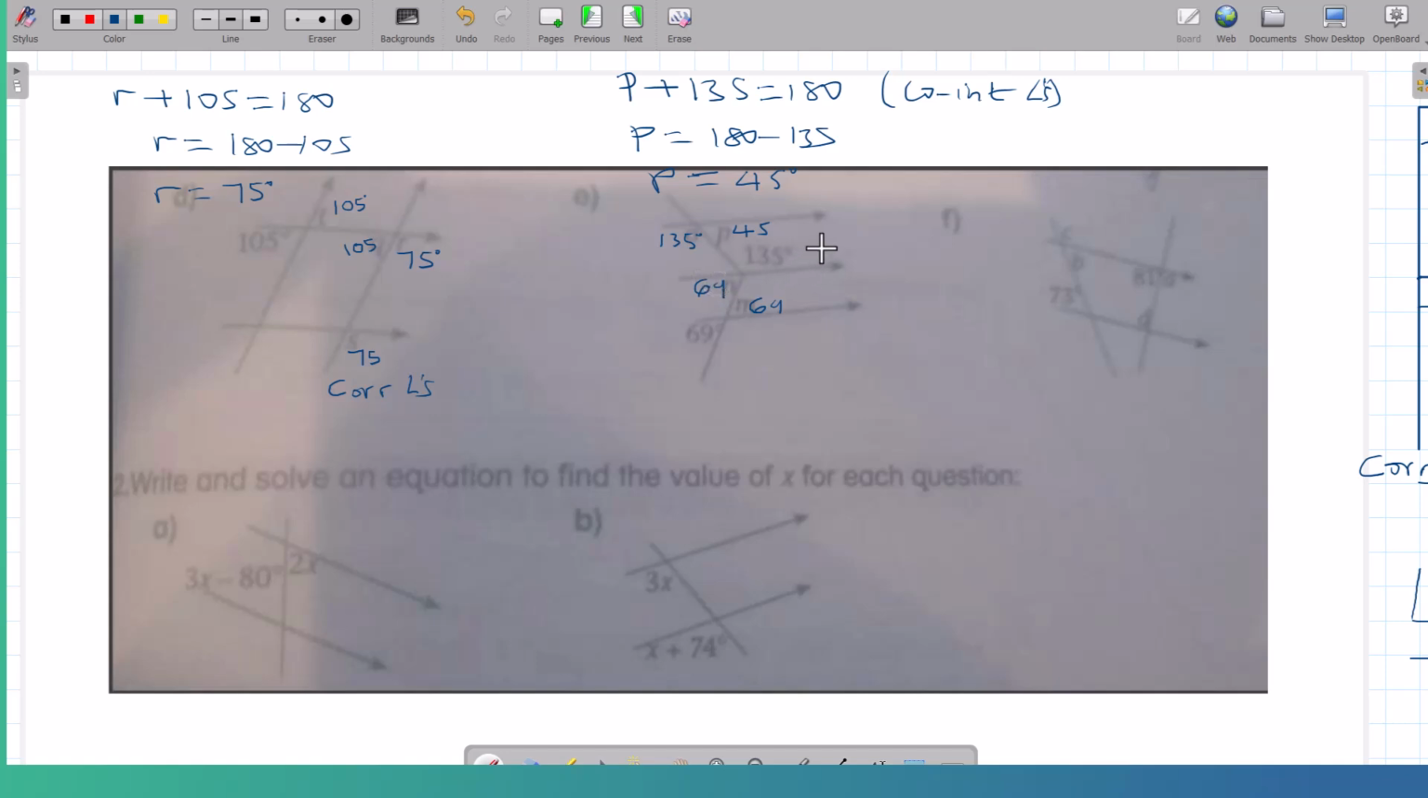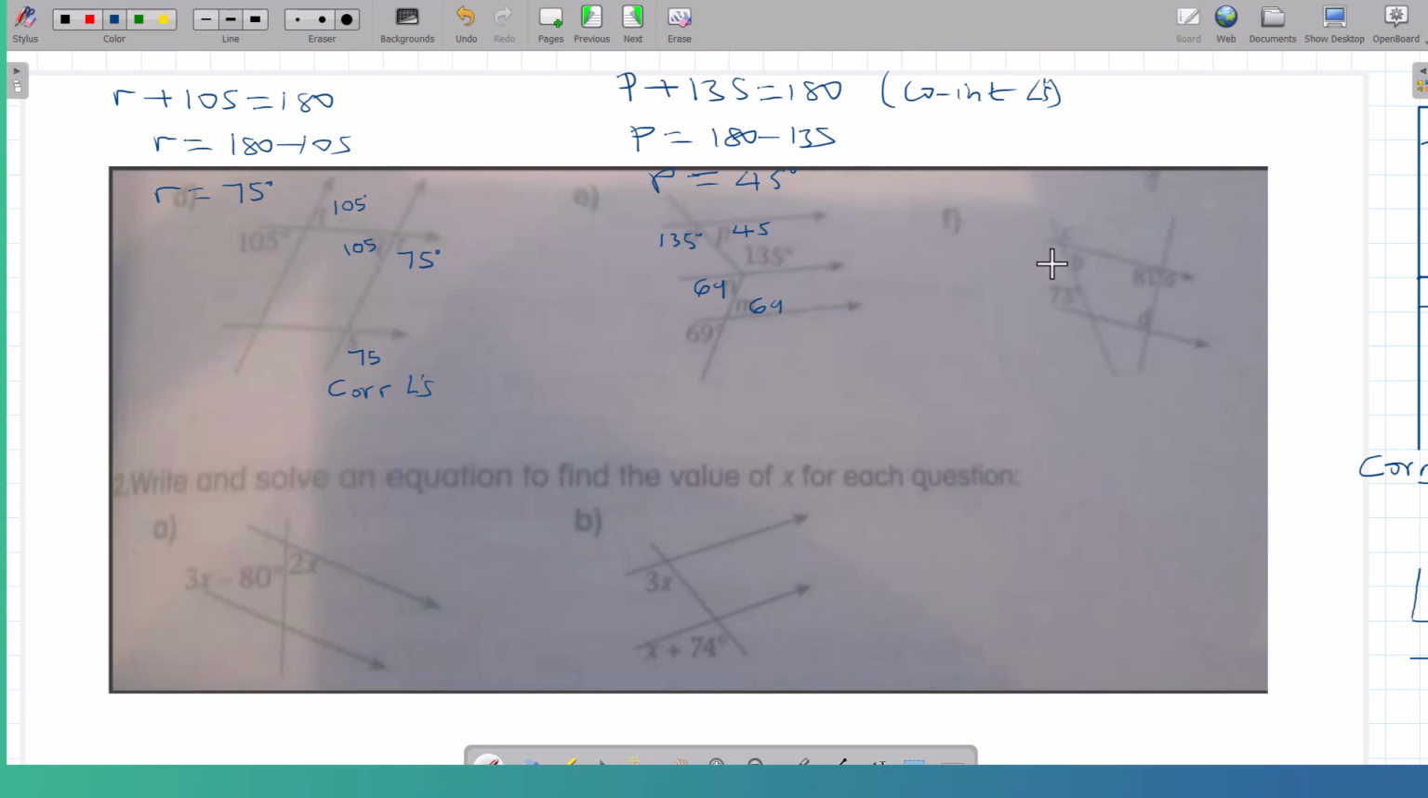Who can give us a reason now? Because it is alternating angles. You can also say corresponding with this 69 here. It's also correct altogether. Okay, let's come to F here.